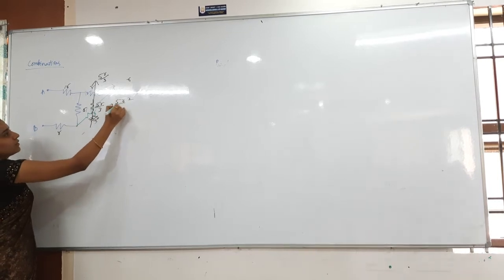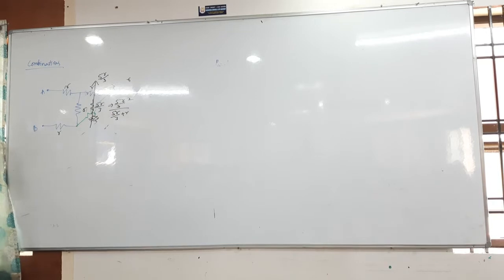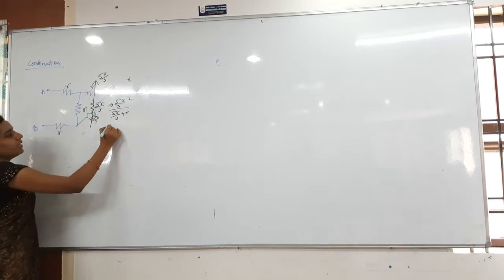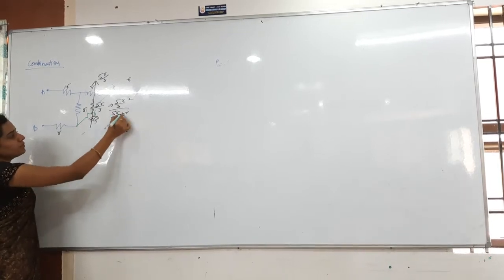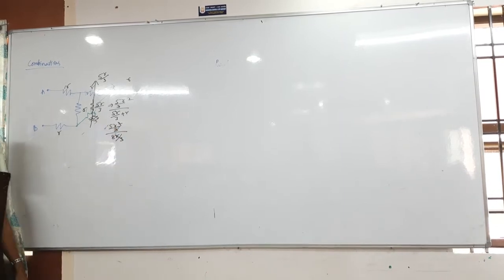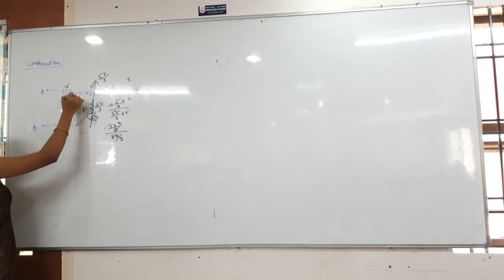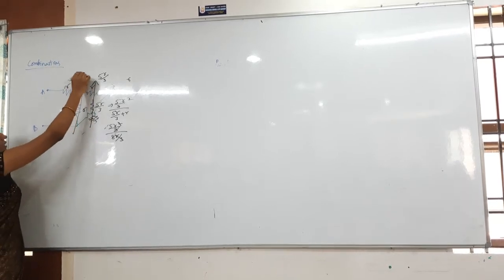So what will we get here? 5R squared by 3 divided by 5R by 3 plus R. How much will that be? 5R squared by 3 divided by 8R by 3. R by 3, R by 3 gets cancelled. How much is there? 5R by 8. So this combination entirely becomes 5R by 8.